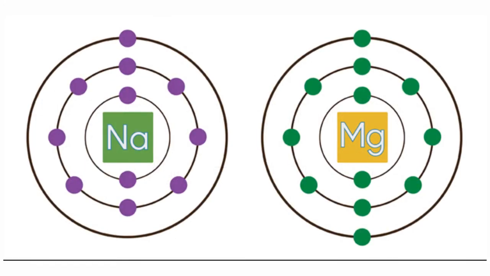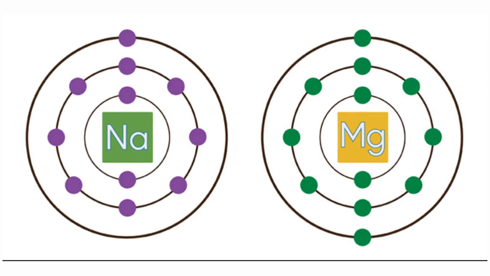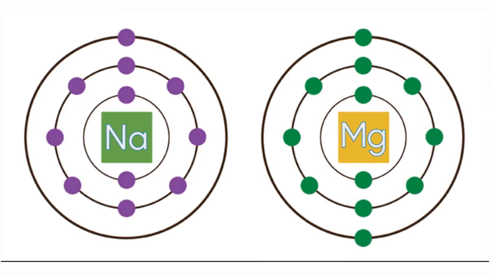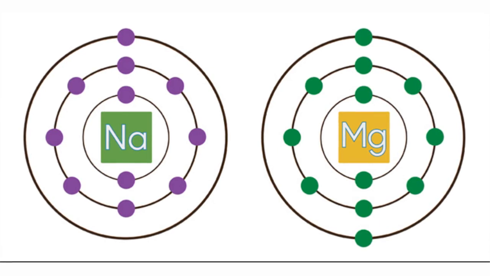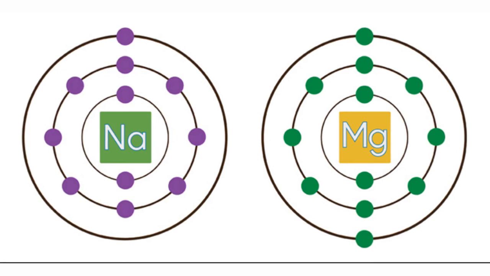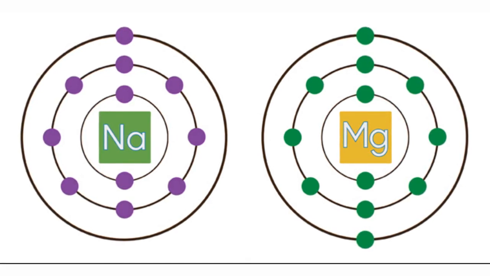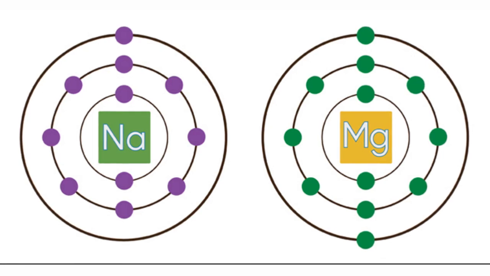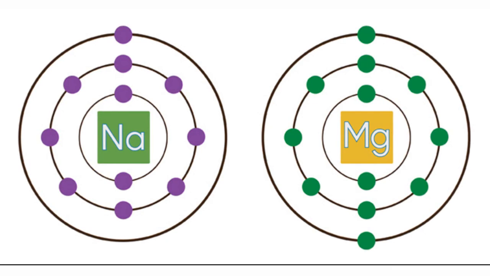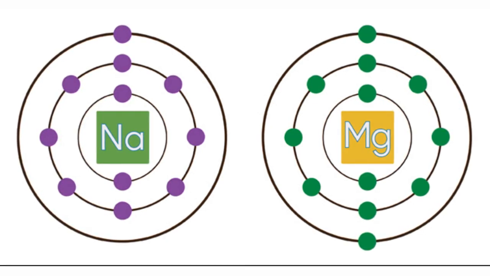So reactivity increases as you go down groups that contain metals, but it decreases as you go from left to right across a period in the periodic table. Let's have a look at sodium and magnesium as an example. Sodium only needs to lose one electron, but magnesium finds it's more difficult to lose two electrons energetically. It's not favorable, so magnesium reacts slower than sodium.